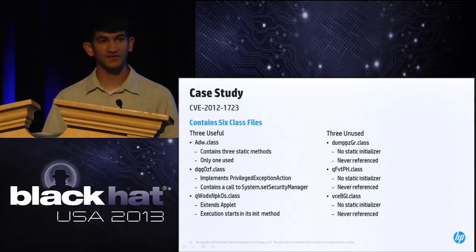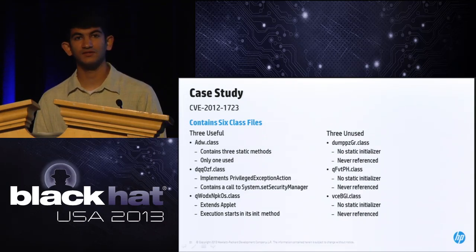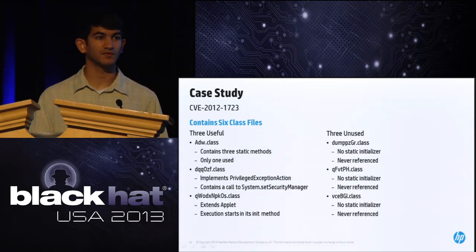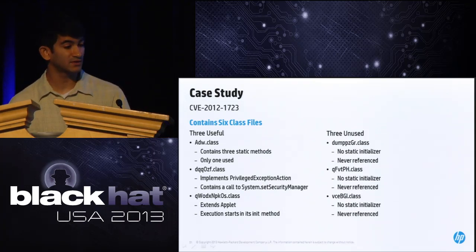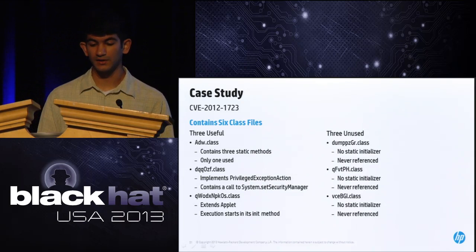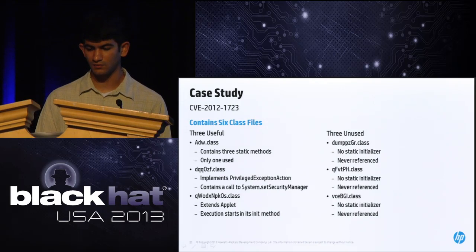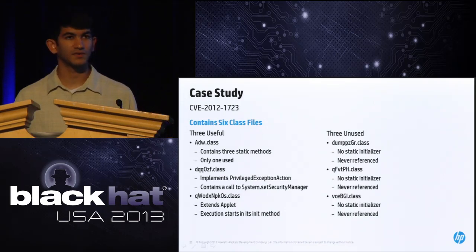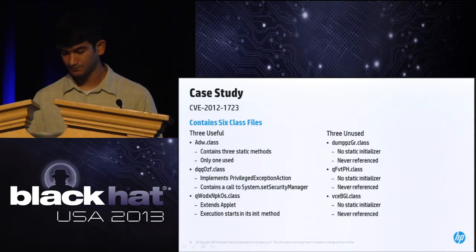When we took it apart, we saw 6 class files, 3 of which were completely useless, or unused, in that they had no static initializer and they didn't reference anything, not even themselves. 3 of them were clearly useful in that one of them extended Applet and had an init method. So that was definitely our entry point. Another had an implementation of PrivilegedExceptionAction and made use of System.setSecurityManager, so that's clearly useful. And then another one was referenced by, I think, the one that extended Applet and had 3 static methods that weren't all that useful in and of themselves, but because they were used, we still had to include it.